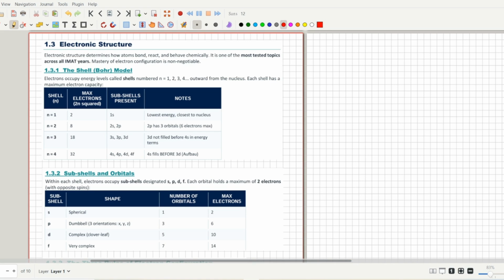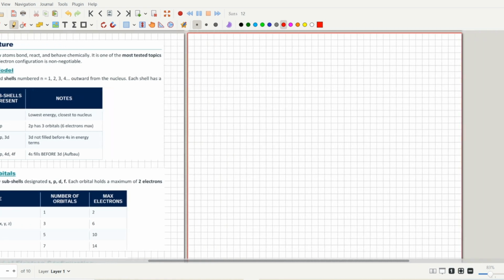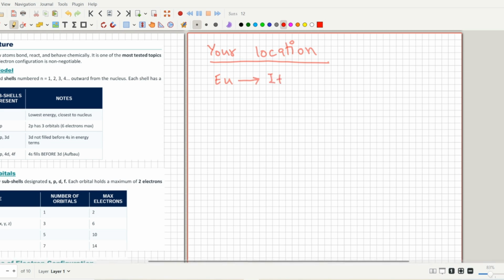The first thing that you have to know is how electrons are found in an atom. A common example is your location. Your location is the best example that can be used to find an electron in an atom. Let me ask you, where do you live? You will say, I live in Europe. And where in Europe? I live in Italy. Yeah bro, but where in Italy?